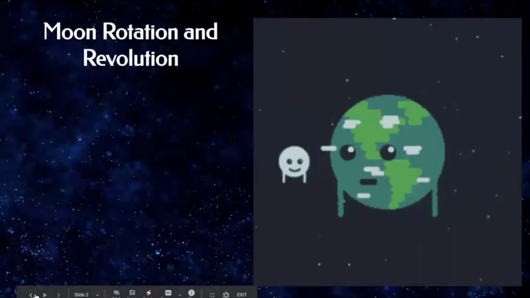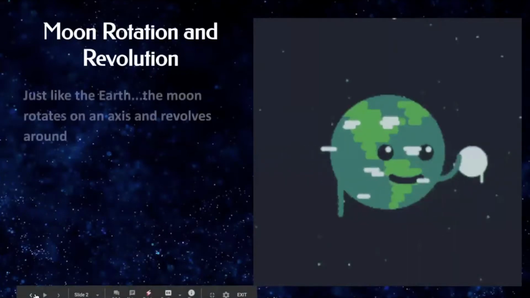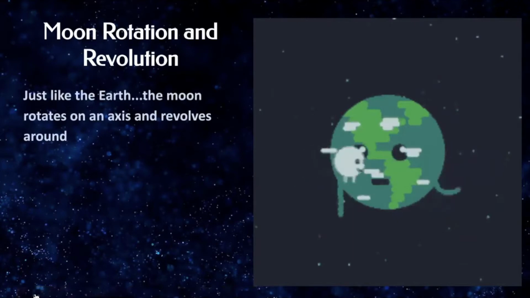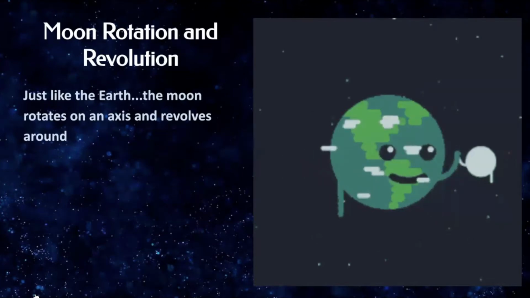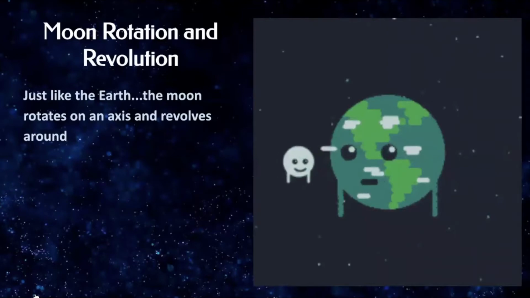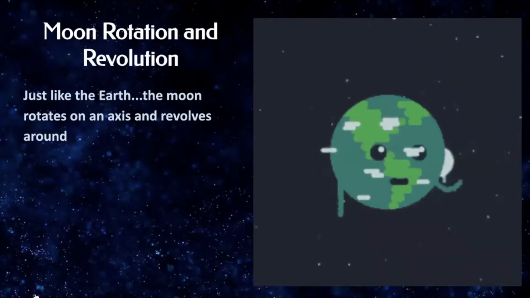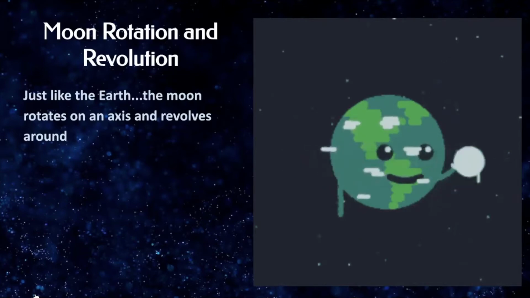So first of all, the moon rotation and revolution. Just like the Earth, the moon rotates on an axis and revolves around the Earth. So it rotates, meaning it spins like a top, and it revolves, which is what you can really see in this GIF here. Now keep in mind, it also is rotating in this GIF. If it wasn't rotating, then we wouldn't see the backside of that moon at all.